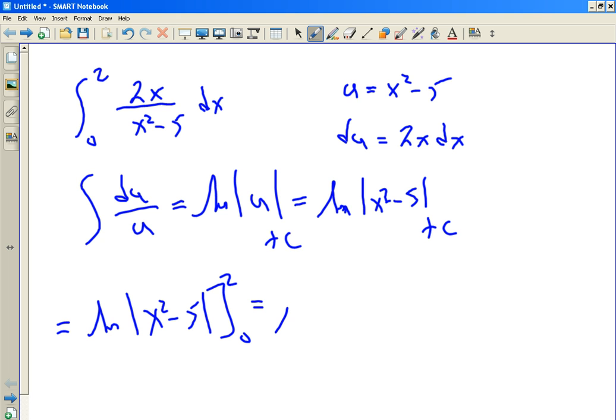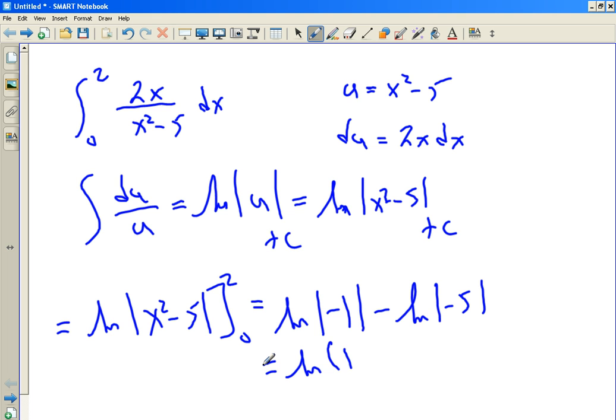So plug in 2, and what do you get? ln of what? 2 squared minus 5 is negative 1. Remember, this is an absolute value, right? Minus the ln of, plug in 0, what do you get? But the absolute value of negative 1 is 1, so this is really ln of just plain 1 minus ln of just plain 5. But what's ln of 1? 0. So all you get is negative ln of 5.